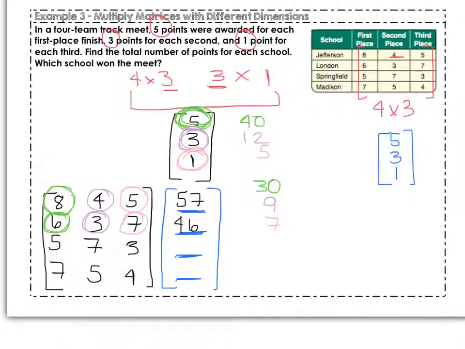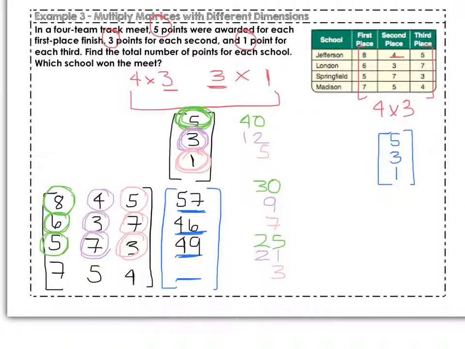But we still got to do Springfield and Madison, okay? Springfield, they had 5 first place finishers. They each get 5 points. That's 25 points. And then we're going to have 7 second place finishers, and they get 3 points apiece. That's 21. And then we got their 3 third place finishers each getting 1, so there's 3 points. Add them all up, 25 plus 21 plus 3, that gets me 49. Uh-oh, Jefferson, you're pulling it off.